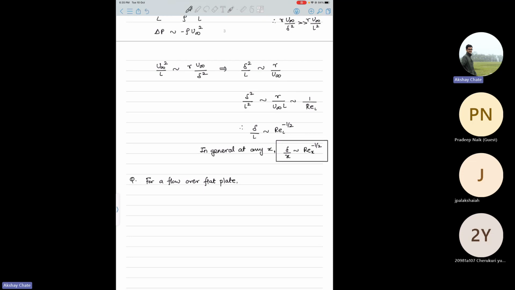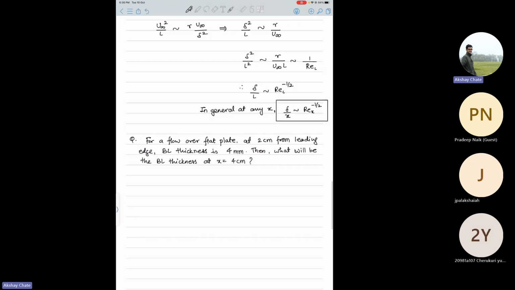Anyway, so a typical question they ask is for a flow over a flat plate, at 2 centimeter from the leading edge, the boundary layer thickness is, let's say, 4 mm. Then what will be the boundary layer thickness at x equal to, let's say, 4 centimeter? So basically, at one point, you know the delta 1. What will be the delta 2 at some x2?